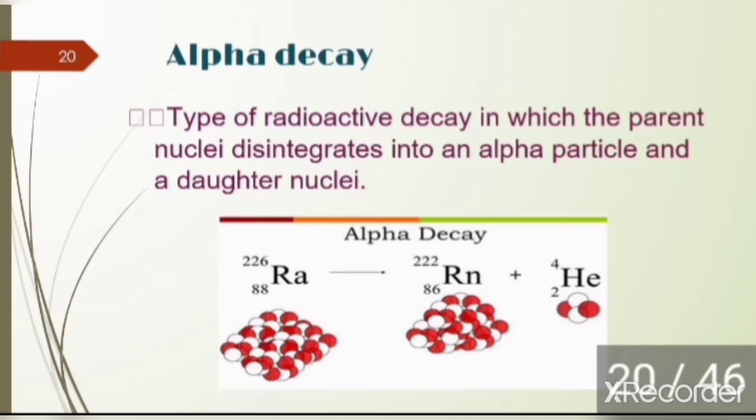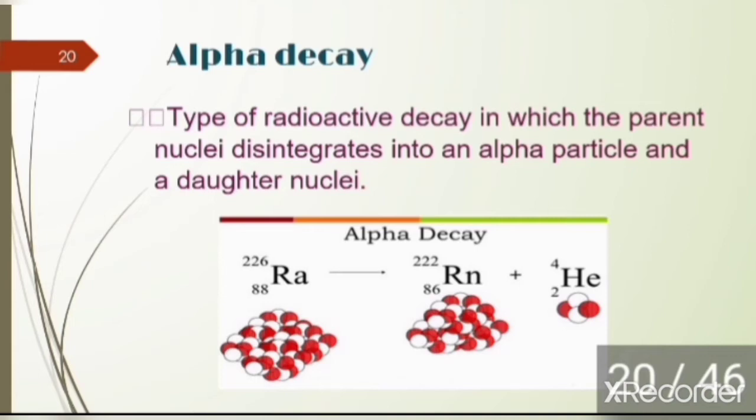Next is alpha decay. As we know, alpha decay is one among the important radioactive disintegrations taking place in nature, and this alpha decay is one of the major reasons for the existence of alpha particles in nature. So what do you mean by alpha decay? The alpha decay is a type of radioactive decay in which the parent nuclei disintegrates into a daughter nuclei and an alpha particle. We can illustrate alpha decay with an example.